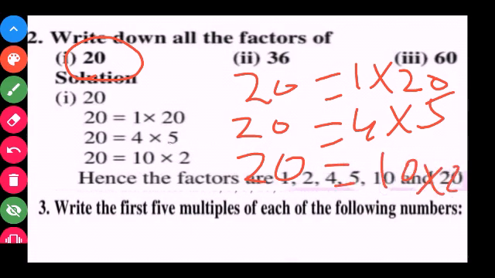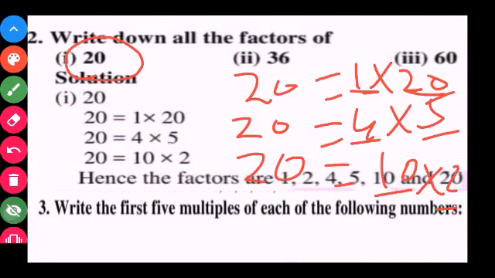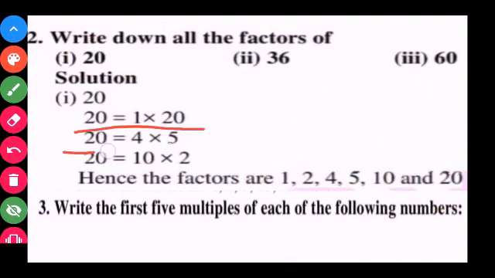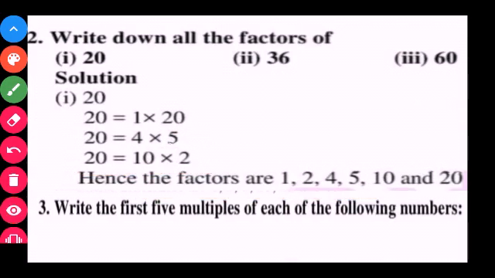So here 1, 4, 5, 10, 2 all are factors of 20. So here you can write 20 is equal to 1 into 20, 4 into 5, then 10 into 2. Hence the factors are 1, 2, 4, 5, 10 and 20. These are factors of 20. Understand how to find factors? Now next.